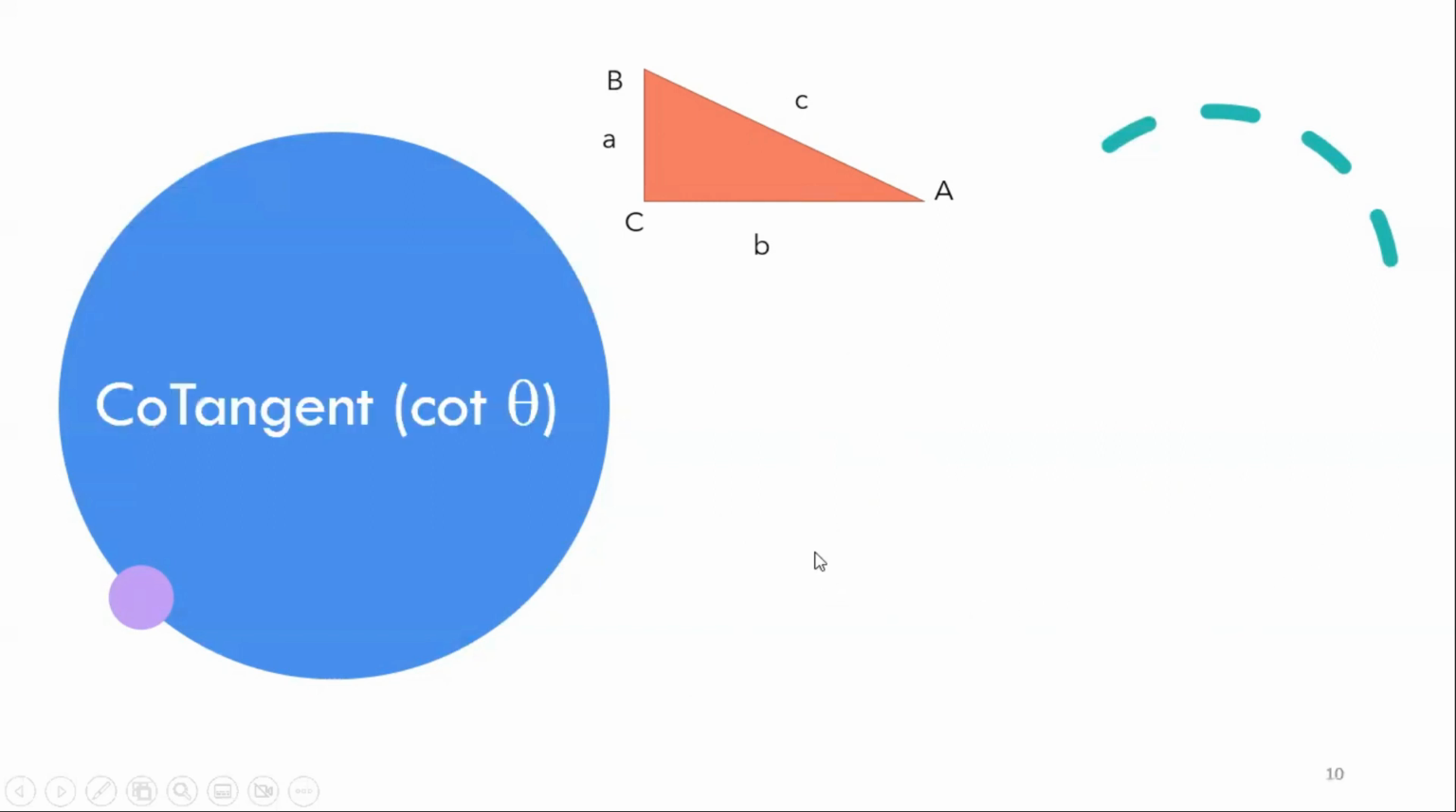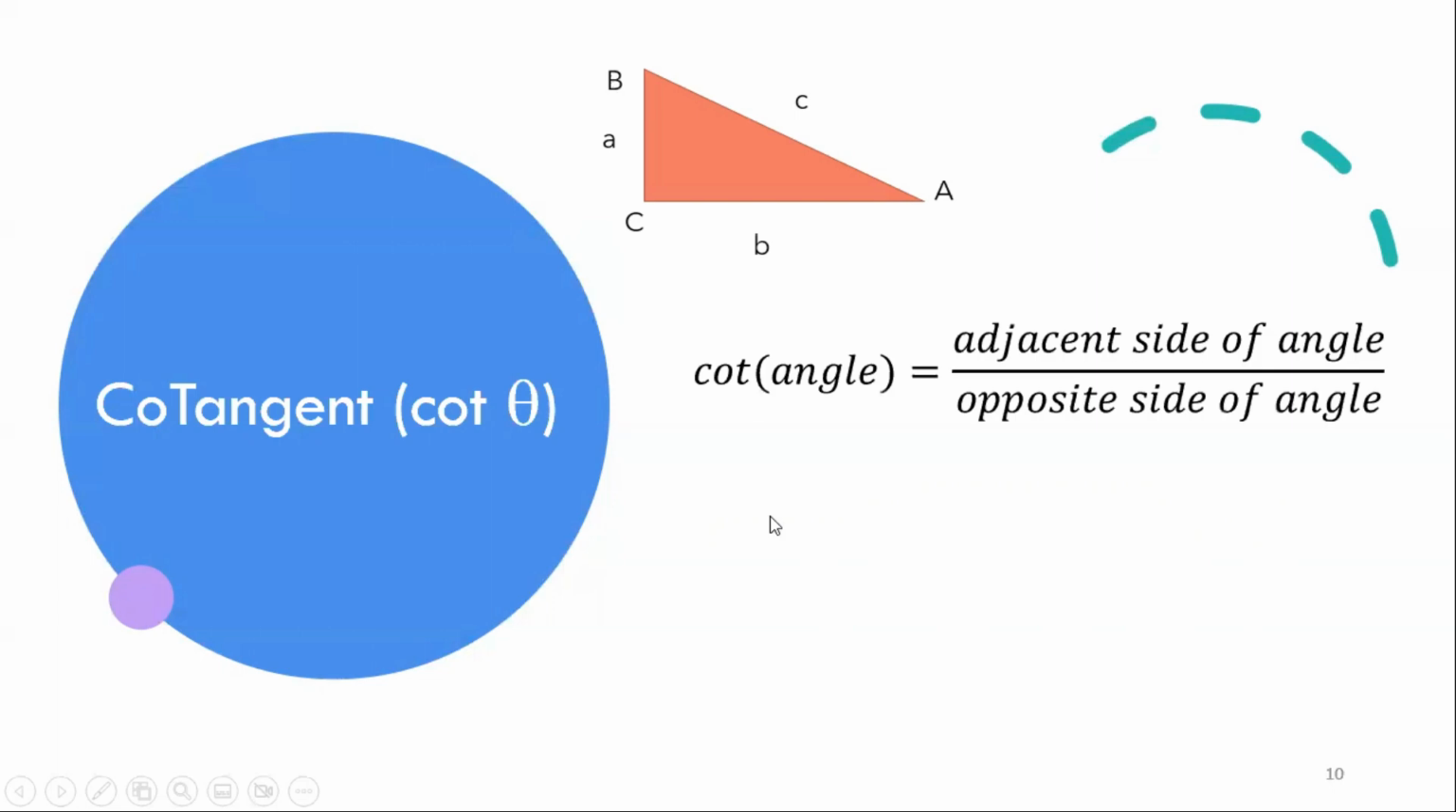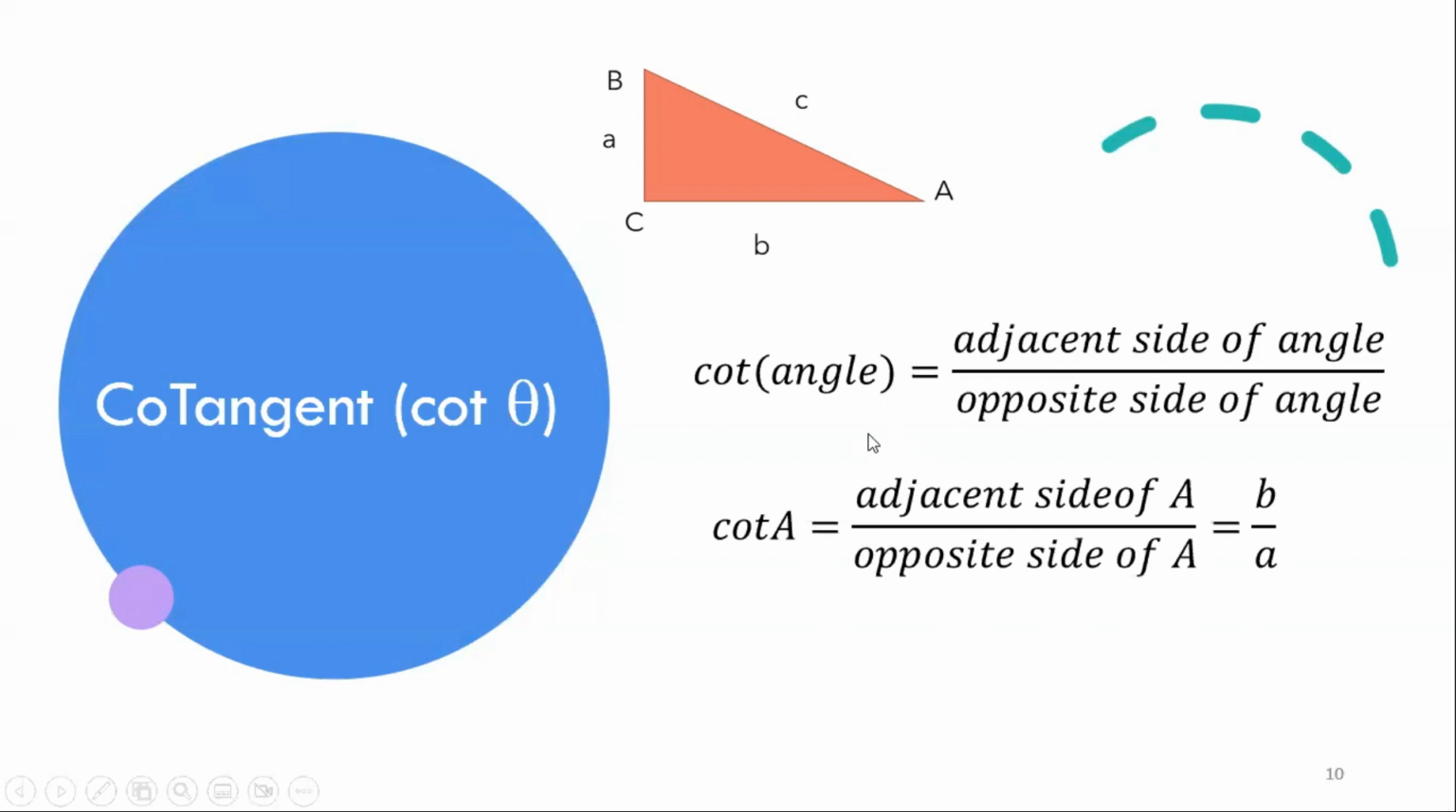Then we have cotangent of the angle theta, or cotangent of any angle is equal to adjacent side of an angle over the opposite side of an angle. So cotangent of angle A is equal to the adjacent side of A, which is B, over the opposite side of A, which is side A. So therefore, cotangent of A is B over A.